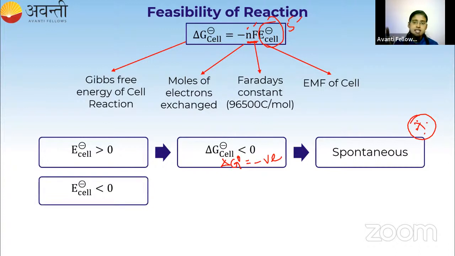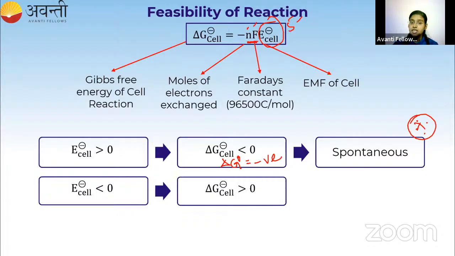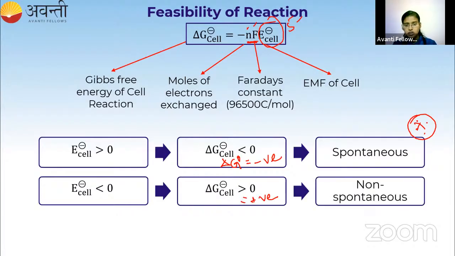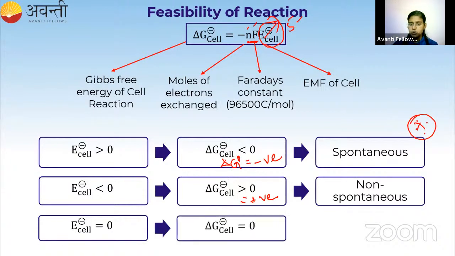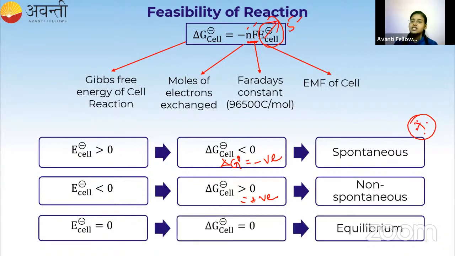If E naught is less than 0, then obviously delta G will be greater than 0, which means delta G value will be positive, because minus of minus will become plus. If delta G is positive, then the reaction will be non-spontaneous in nature. And if E naught cell is equal to 0, then minus of 0 is also 0, so delta G is also 0. If it is 0, then we can say that the reaction is in equilibrium.